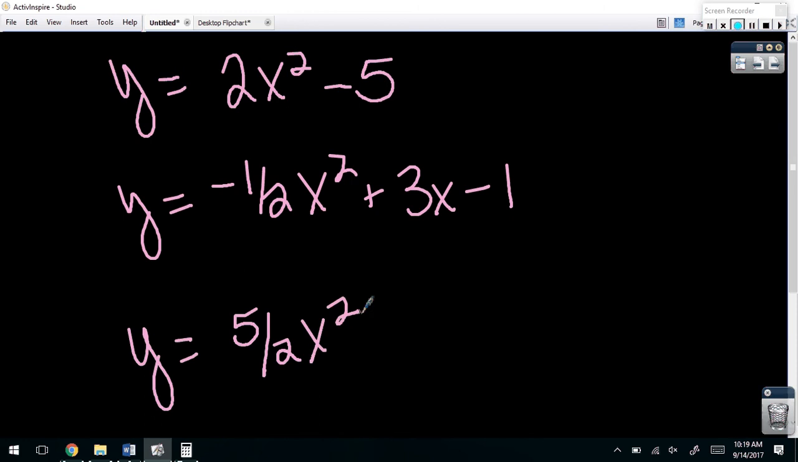So I'm going to give you 3 equations. Remember, when I'm talking about the width of the graph, the average of what I'm comparing to is when A is 1, okay?